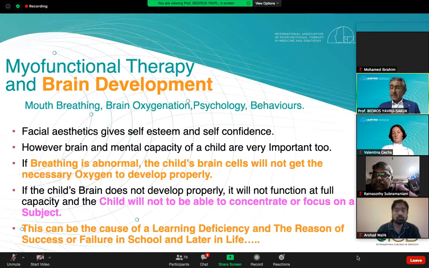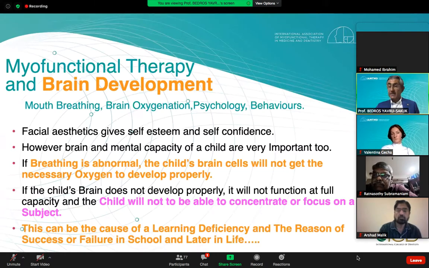Of course, facial aesthetics is important for the self-esteem and confidence of a child. However, the brain capacity of a child is even more important. As we all know, the brain cells are very sensitive to oxygen. A person is pronounced dead if the brain does not get oxygen for more than 3 minutes.